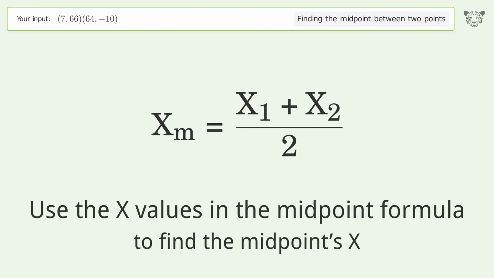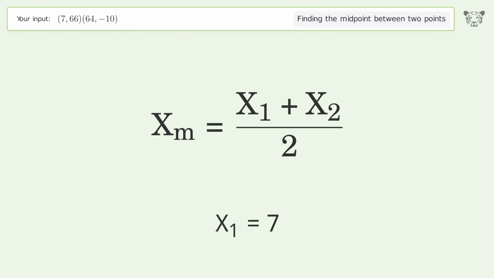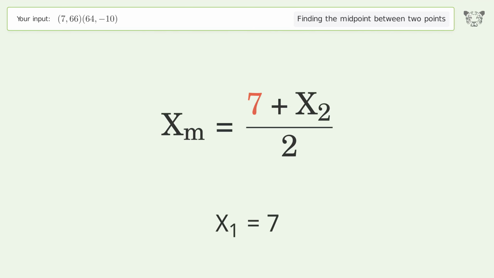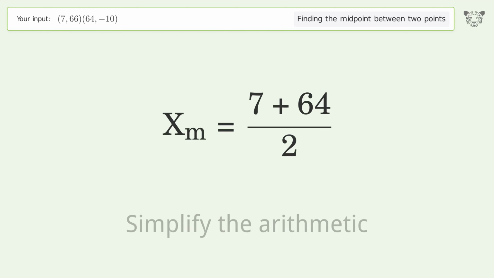Use the x values in the midpoint formula to find the midpoint's x. x1 equals 7. x2 equals 64. Simplify the arithmetic.